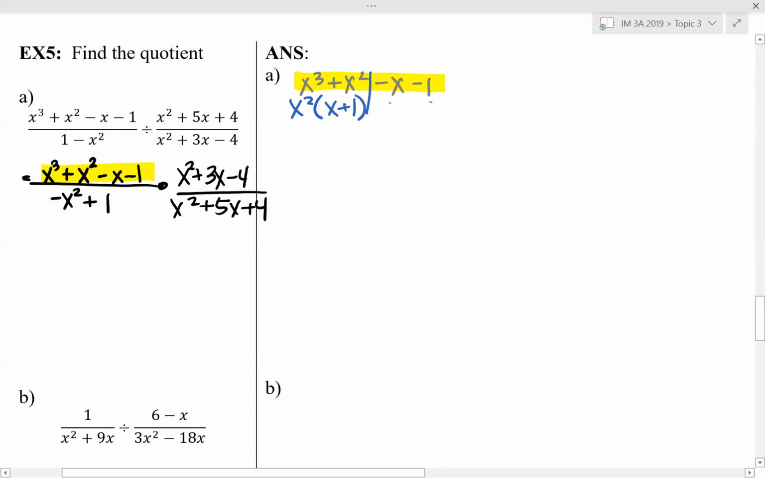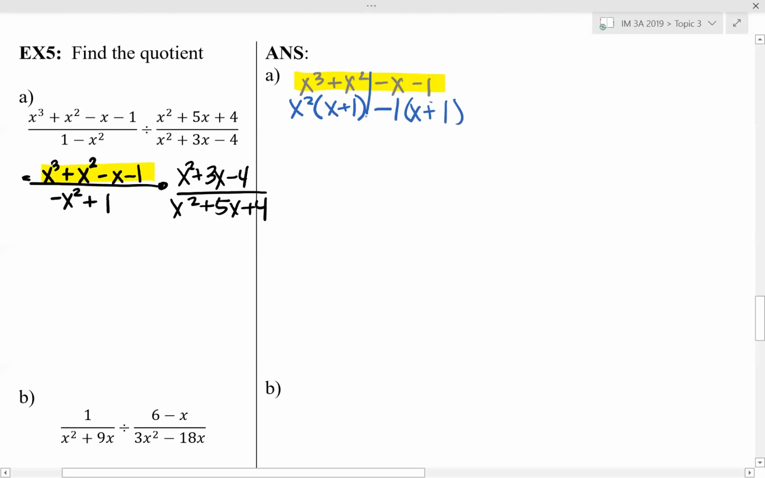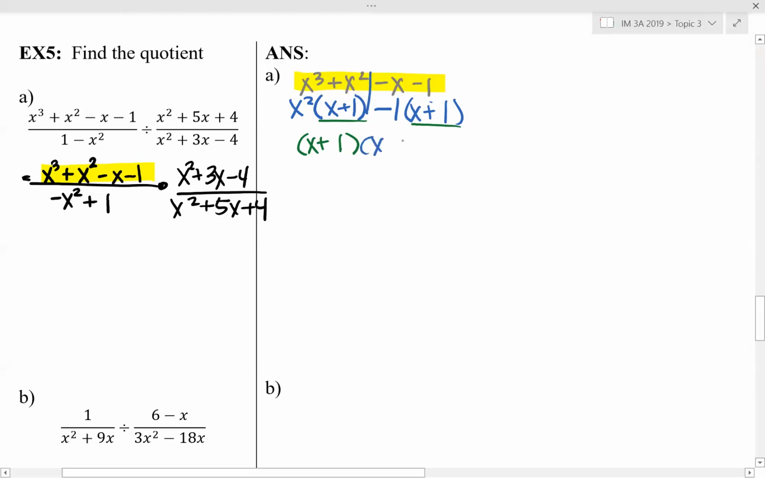Negative x minus 1 just has a common factor of negative 1. Remember, when I'm factoring by grouping, if there isn't a common factor other than 1, I have to write the 1 because it helps me see what the resulting factors are. So x squared times x plus 1 minus 1 times x plus 1, those 2 terms have a common factor of x plus 1. So that means this factors into x plus 1 times x squared minus 1.